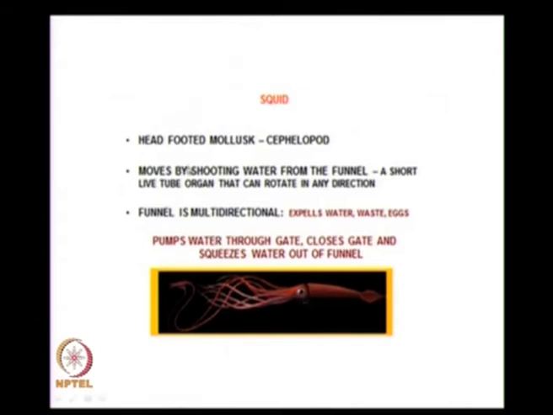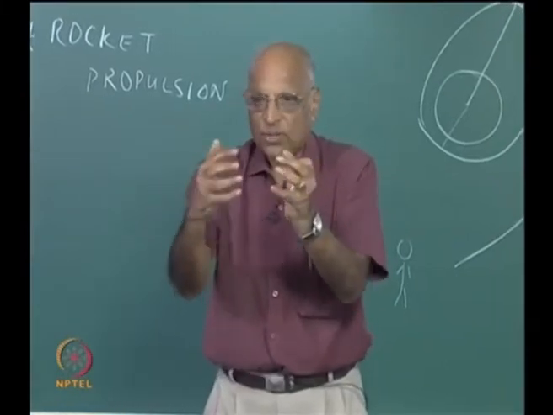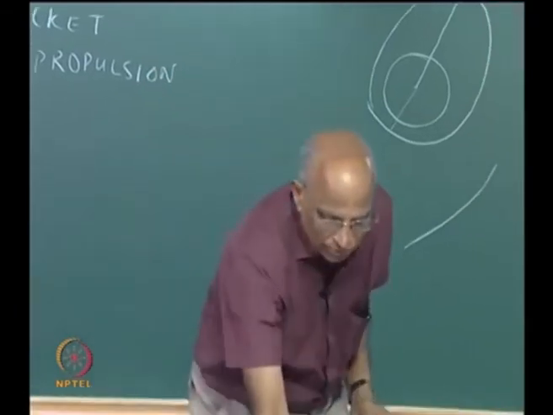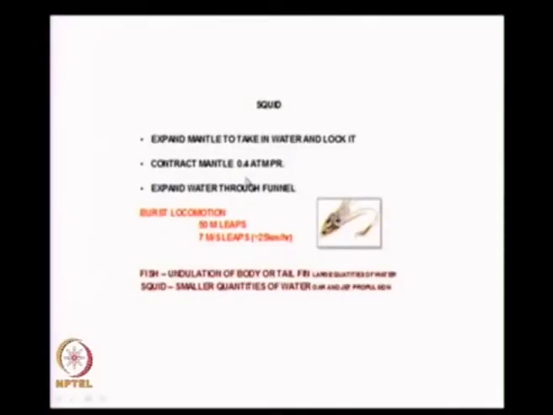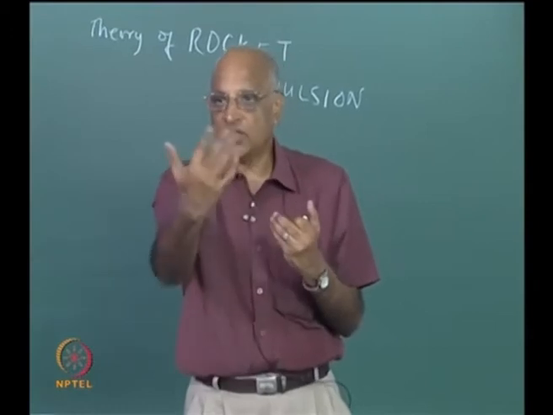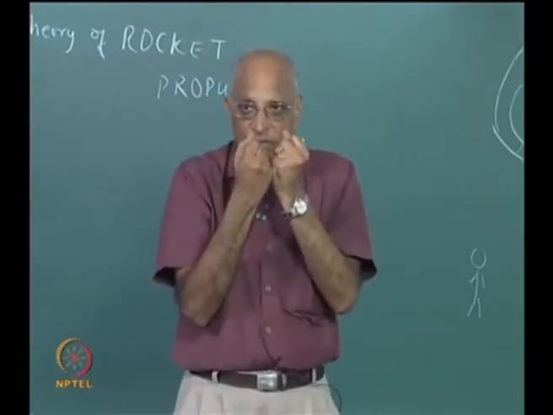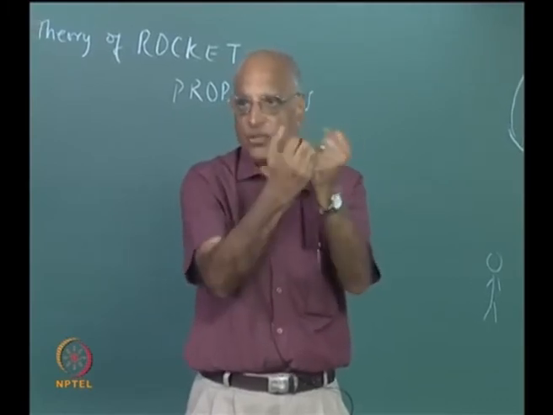Therefore, it moves by shooting water out from its funnel, and whenever it wants to move, it expels water, waste, eggs and all that, and that is how it moves. It is very similar to a rocket. It collects water, pressurizes the water, releases the water gradually, and it moves out. And the type of velocity it gets, if you really see, is it pressurizes to around 0.4 times the atmosphere, and then in one squirt, when it pushes out, it is able to leap something like 50 meters and gets a velocity of something like 2.5 kilometers per hour. It is quite phenomenal. In water which is viscous itself, it is able to go at that speed because of the gradual release of pressurized water from its mouth.